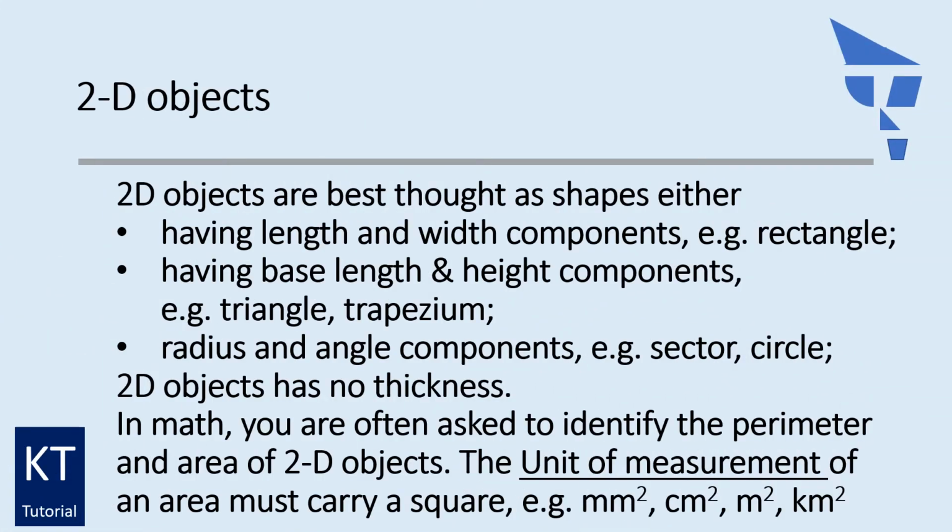2D objects are best taught as shapes having two measurable components, as in length and width in a rectangle, as in base length and height in a triangle or trapezium, and as in radius and angle in a sector or a circle. 2D objects, however, do not carry any thickness component.